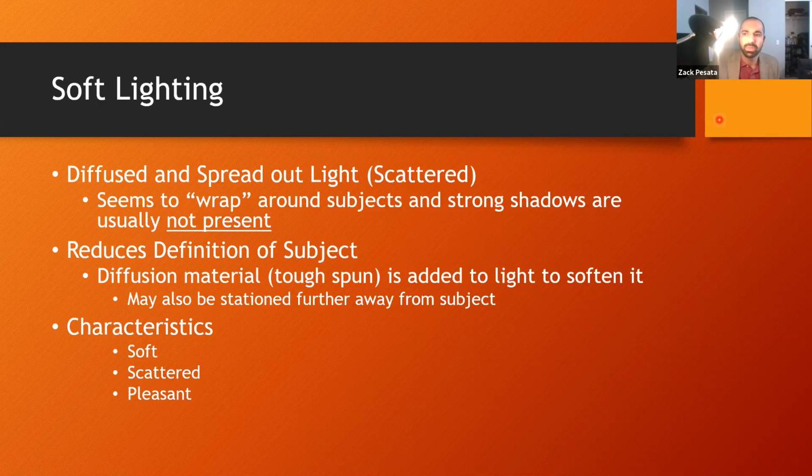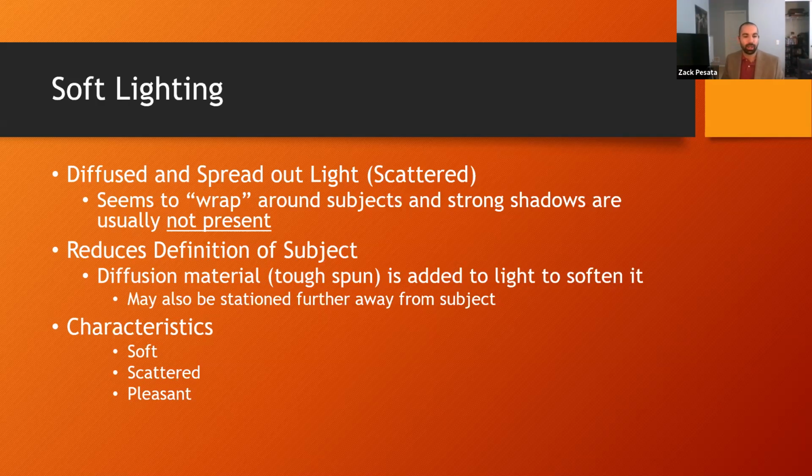But here I use this little desk lamp with some diffusion material in front of it to soften it. There we go. So that creates a softer light. It's not as focused and direct and sharp and harsh. And again, to soften it, you can either literally remove the light away from the subject. Let me rephrase that. Back the light away from the subject to create more distance and have a higher fall off of the light rays, or add diffusion material like tough spun.